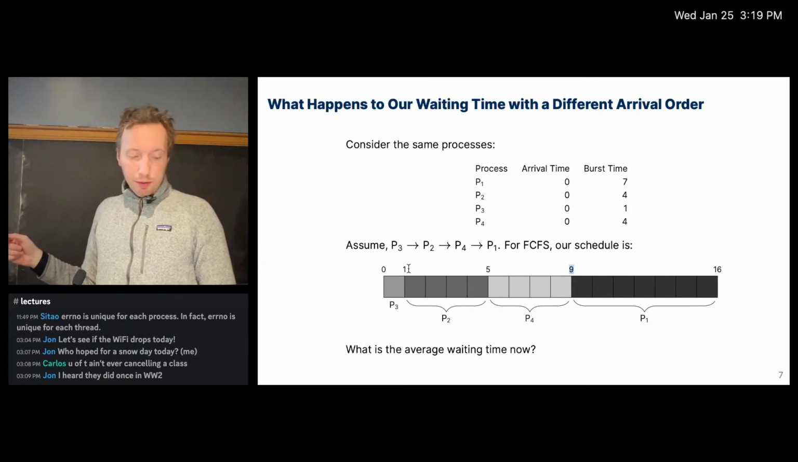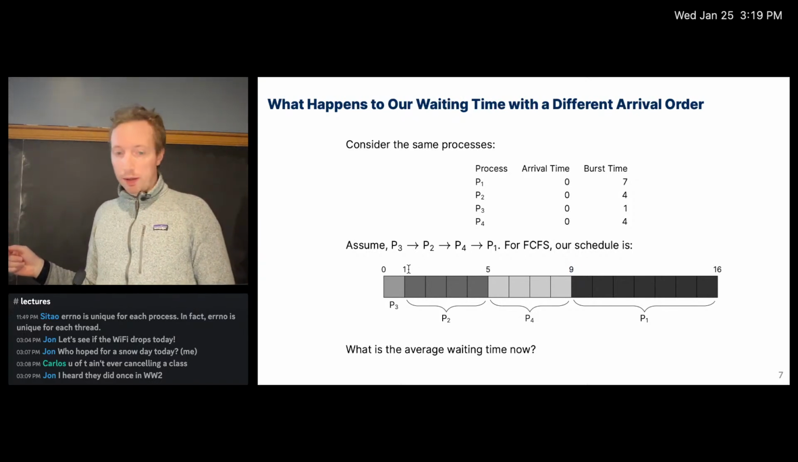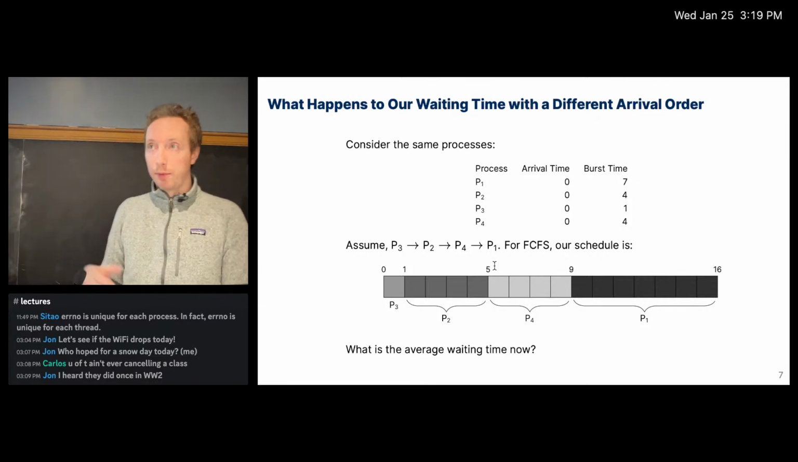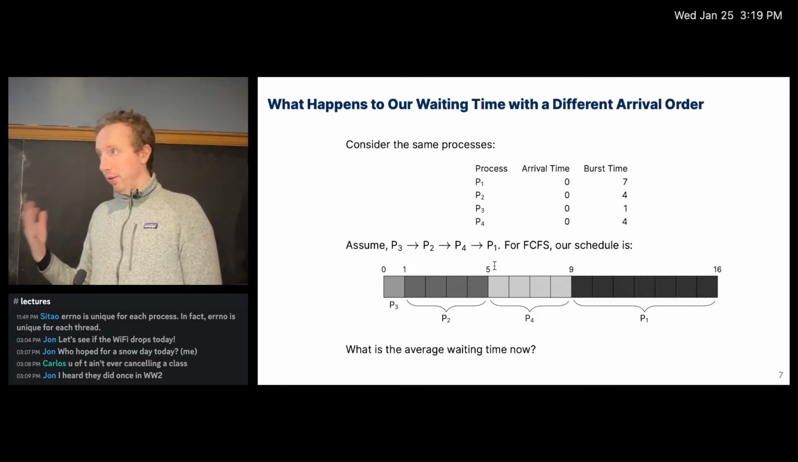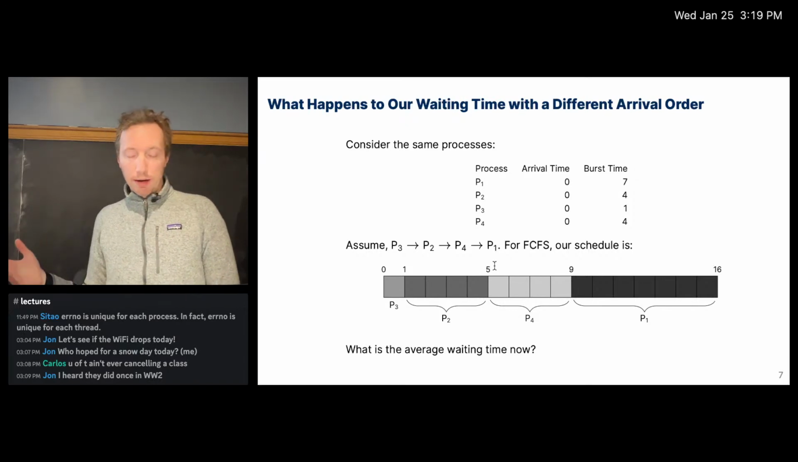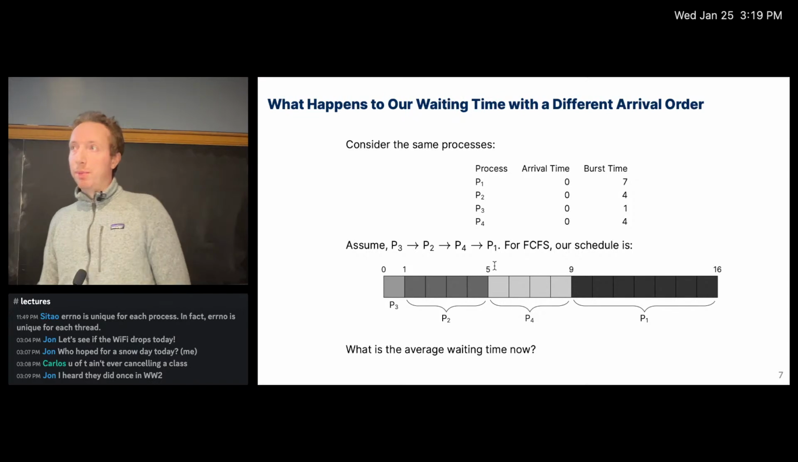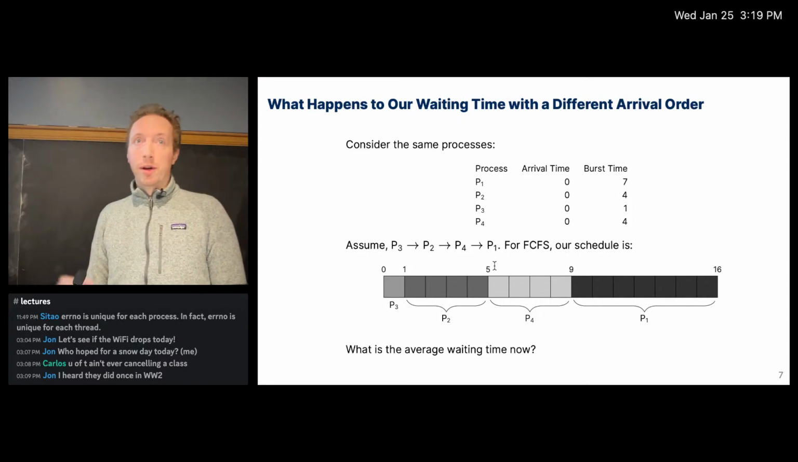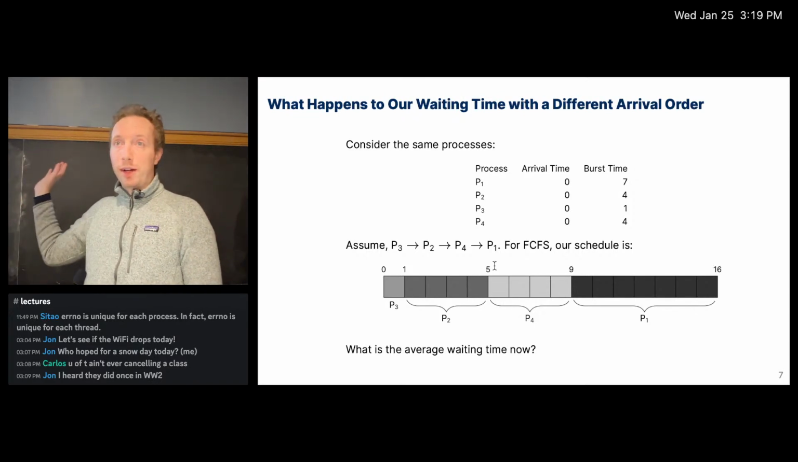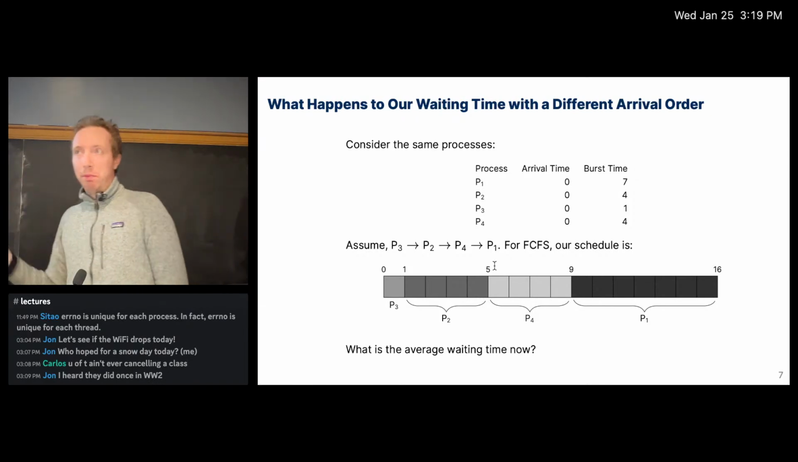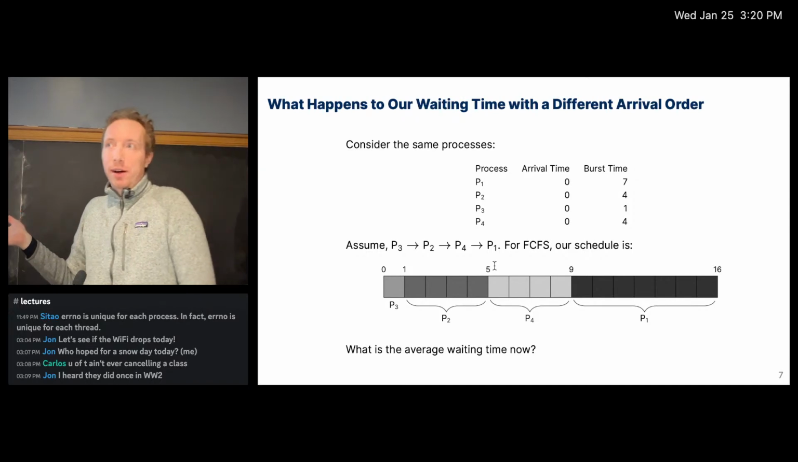Then P2 only had to wait for 1 time unit. P3 waited for 0 time units. And then P4 waited for 5 time units. So our average waiting time now is 0 plus 1 plus 5 plus 9, divided by 4, which is 3.75. So just based off that order, without changing anything, our average waiting time essentially went down by half, and we just got the luck of the draw.